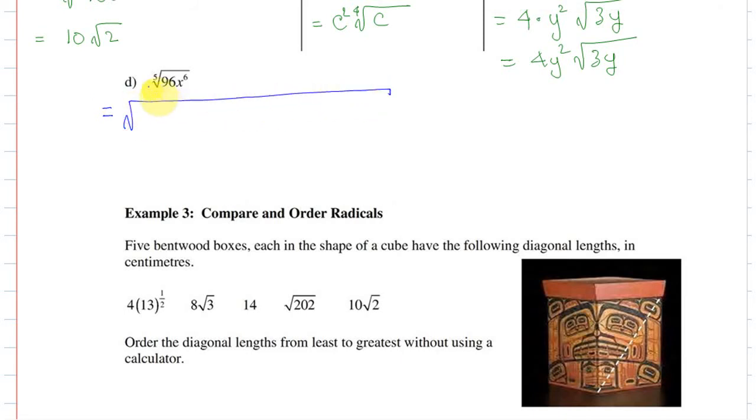And the prime factorization of 96 is 2 times 2 times 2 times 2 times 2 times 3, and then expand x to the 6, x times x times x 6 times. Okay, and we're looking for the fifth root. So that fifth root tells us that we want to group our numbers into fives. Okay, so 5 of a kind.